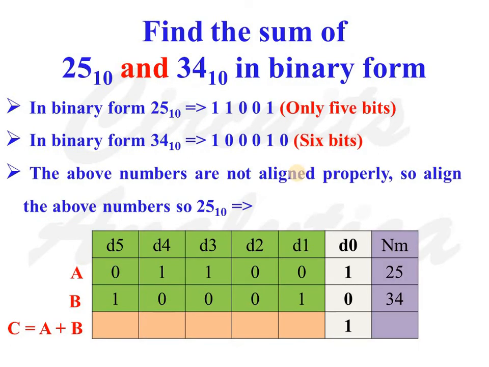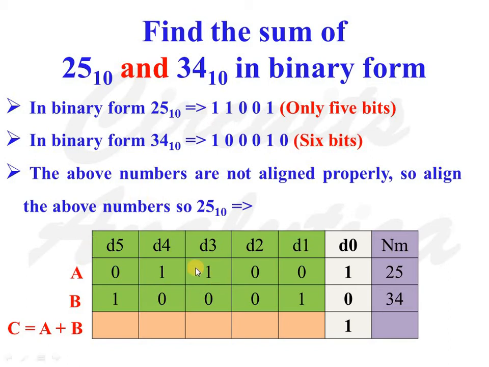Now another example. Find the sum of 25 and 34 in binary form. So first of all, let us write the binary values of 25 and 34. Binary equivalent of 25 is equal to 11001 and binary equivalent of 34 is equal to 100010. So this is a 5-bit number and this is a 6-bit number. So we have to convert this to a 6-bit number.